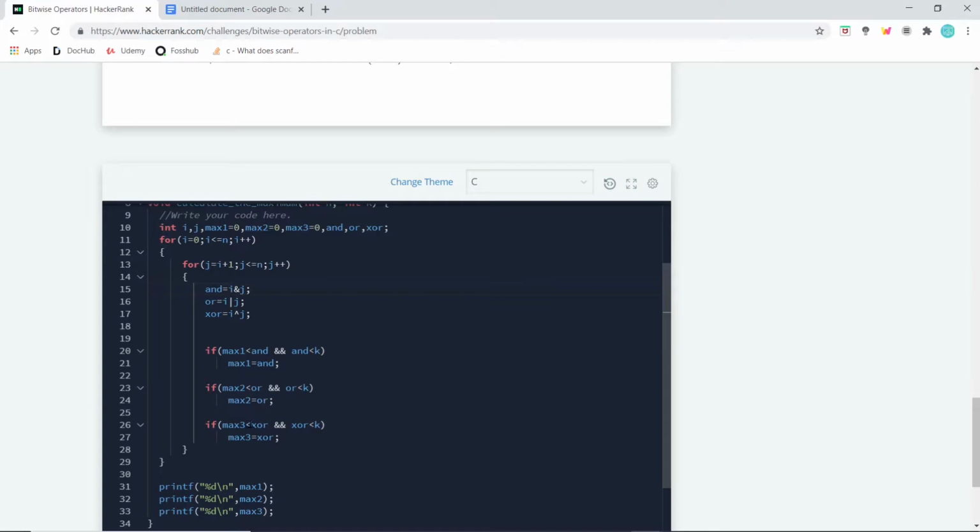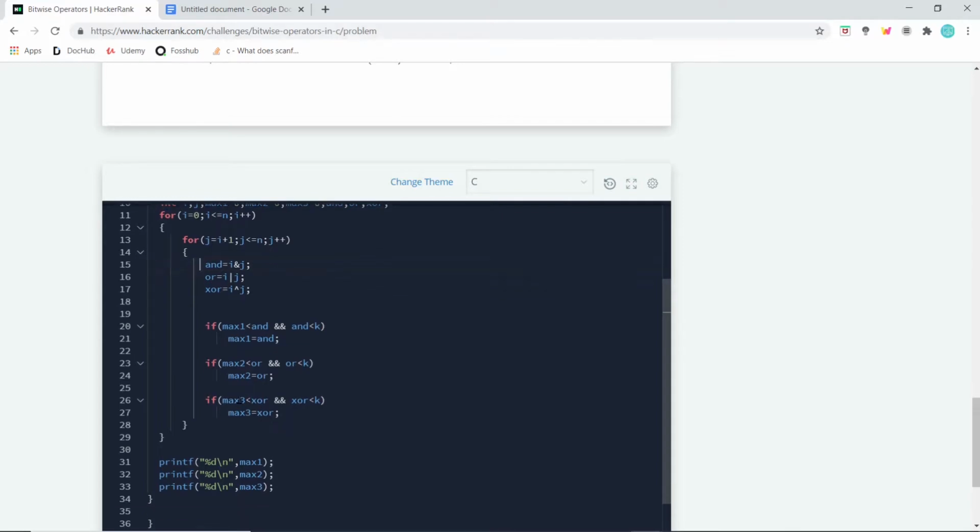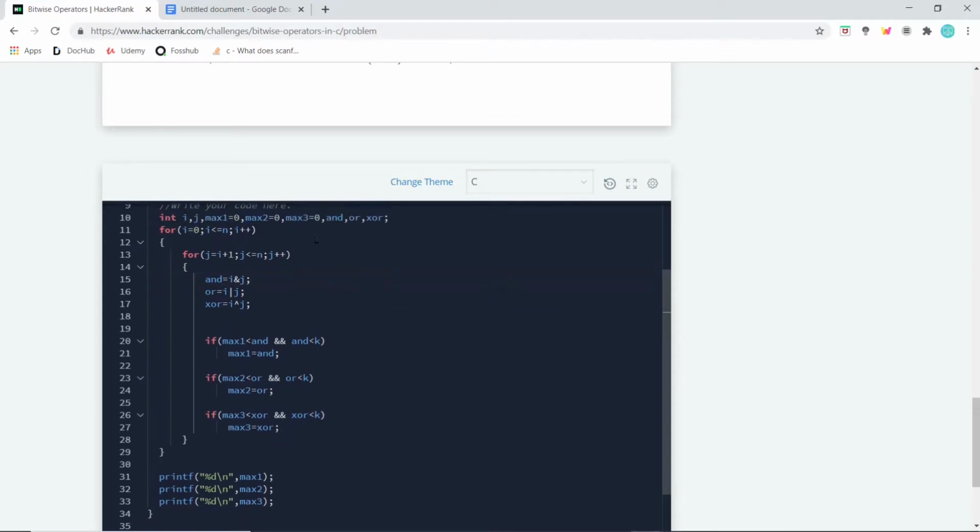Similarly, we have the code for the exclusive OR case. If maximum 3, which is initialized to 0, is less than XOR. Let's suppose the value of XOR is also 4. So this condition is satisfied. The first condition is satisfied, 0 is obviously less than 4. And we have 4 less than 5. We have supposed the value of k is equal to 5. Here I should write k is equal to 5. This is what we supposed that we got as input.